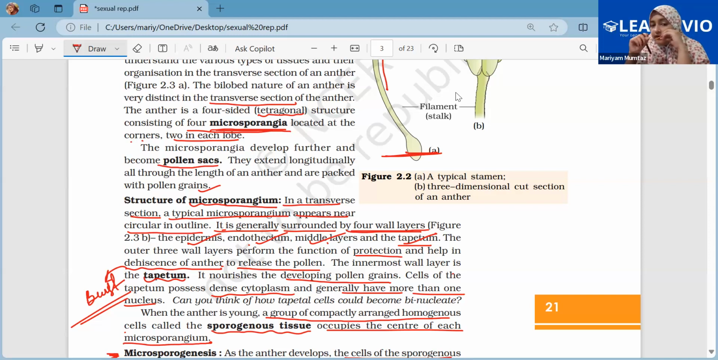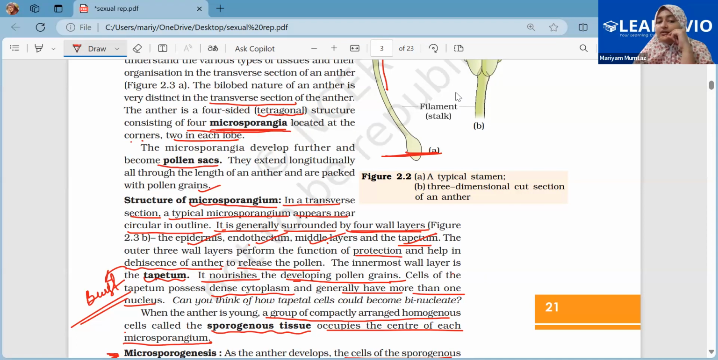So dehiscence means bursting. For that bursting, these 3 layers are important. They help the anther to dehisce. Now, the innermost layer is the tapetum, and its function is nourishment. So it nourishes the developing pollen grains.